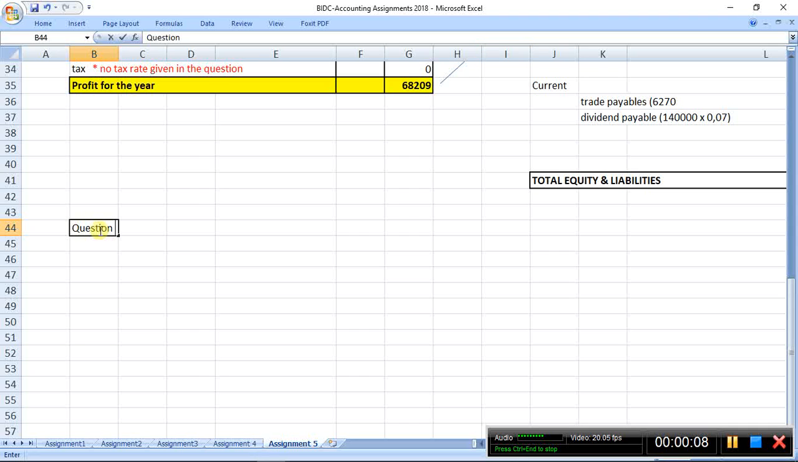Okay, so the current ratio is the liquidity ratio. Yes. Okay, this was 1. C. C. Okay.